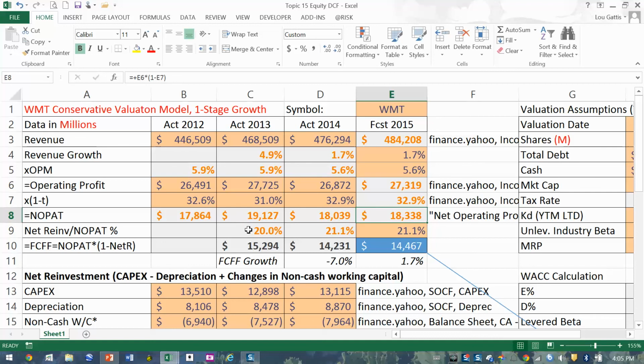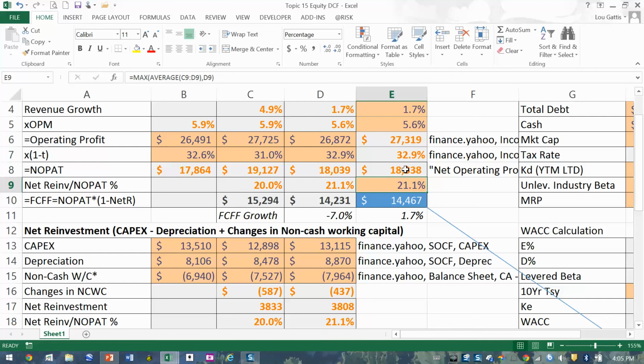Now the last 2 years, their net reinvestment is about 20 and 21% of NOPAT. To be conservative, I'm going to take the average of those two, or last year, whatever's higher. So I'm going to assume they're going to reinvest 21% of this $18 billion to, say, upgrade stores, build other stores, and other projects they have. So that gives them a free cash flow to equity of $14 billion.